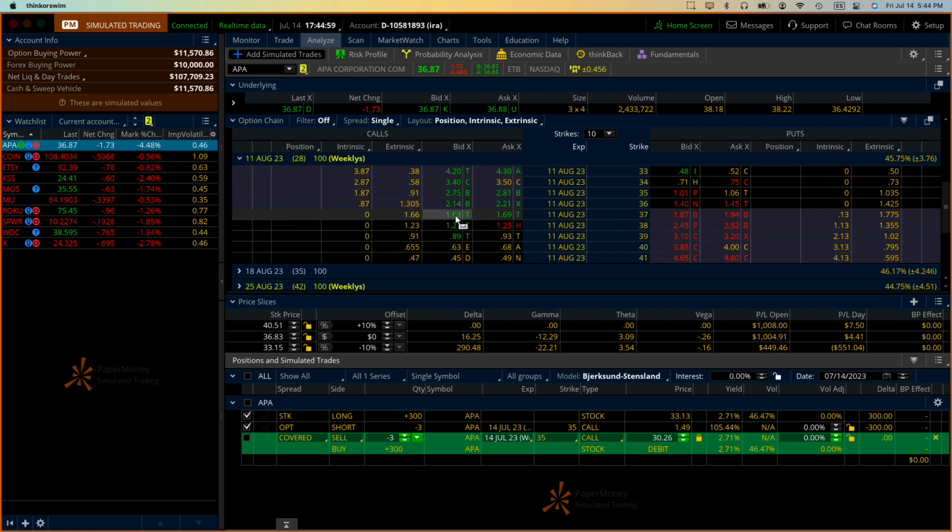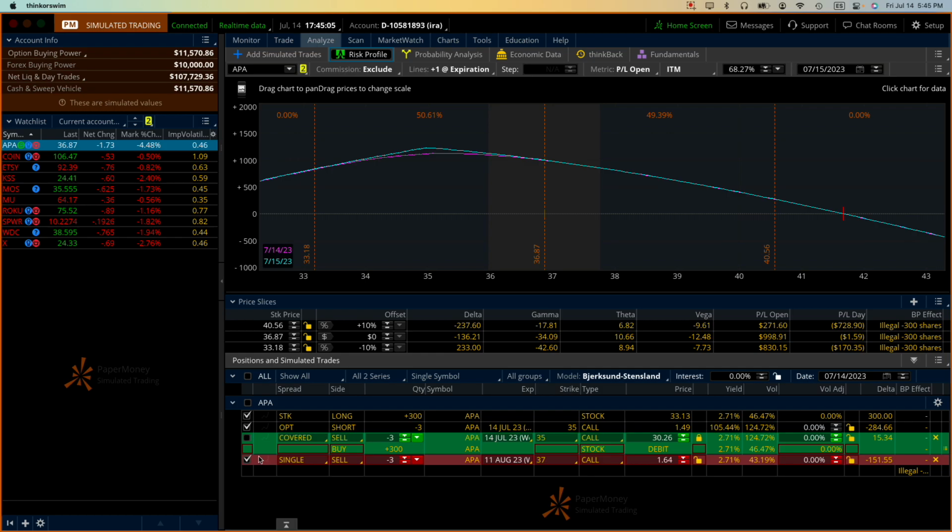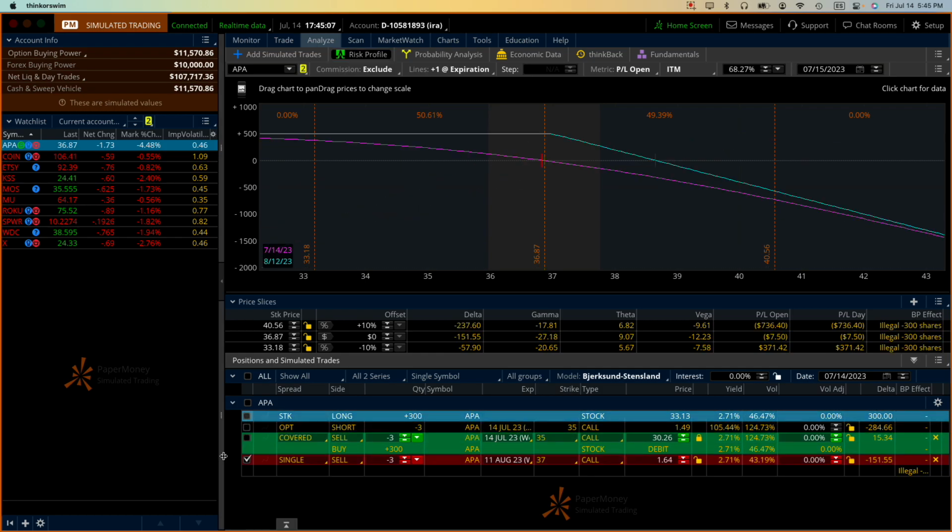So I'm going to click here on the bid, and I'm going to say 3, and I might want to look at the option itself. And how much value am I getting? 492. Okay, that's very close to 500. I'm happy with that. We're looking for 500 maximum value, because the option that I'm selling is 1.64.